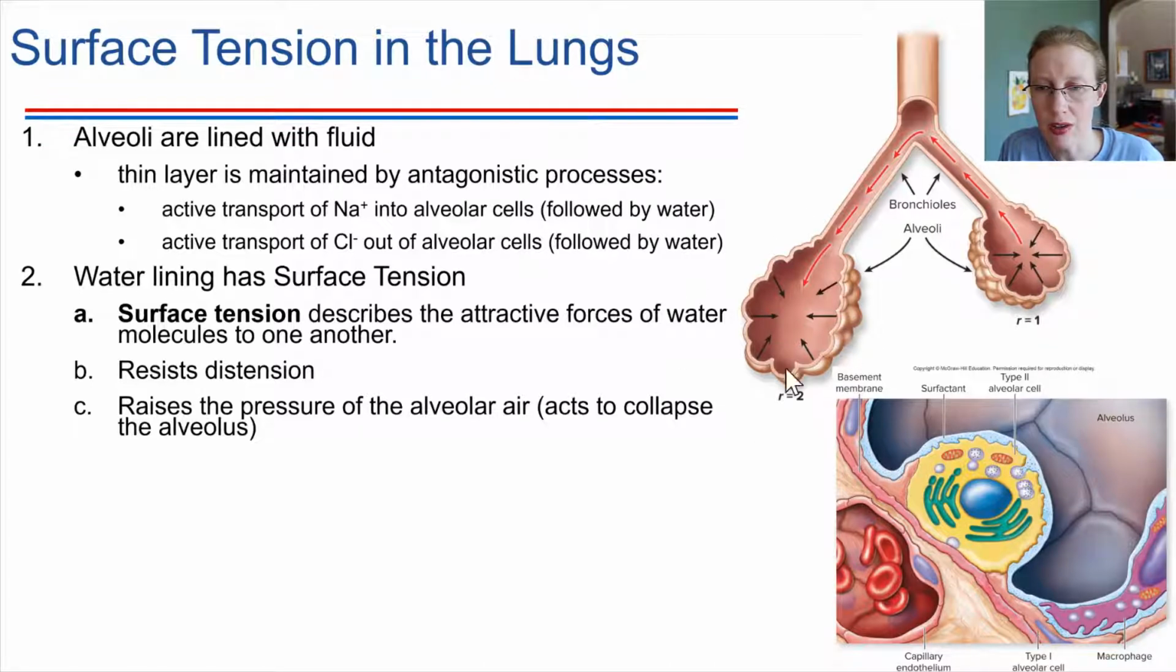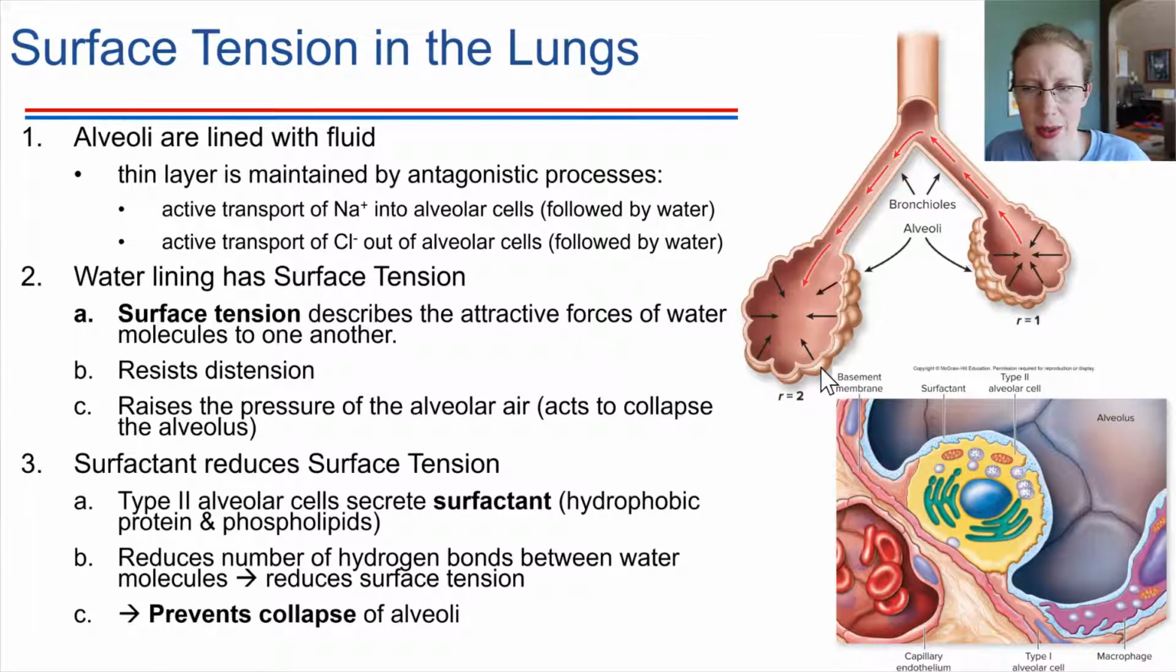Let's just look at this alveolus over here. Surface tension would tend to cause this alveolus to collapse in on itself. So it increases the pressure down here in the alveoli, and there has to be something to prevent that collapse from happening. That's not what takes place, right? We need those air pockets to stay open so that we can breathe. So this is where those type 2 alveolar cells come into play yet again.